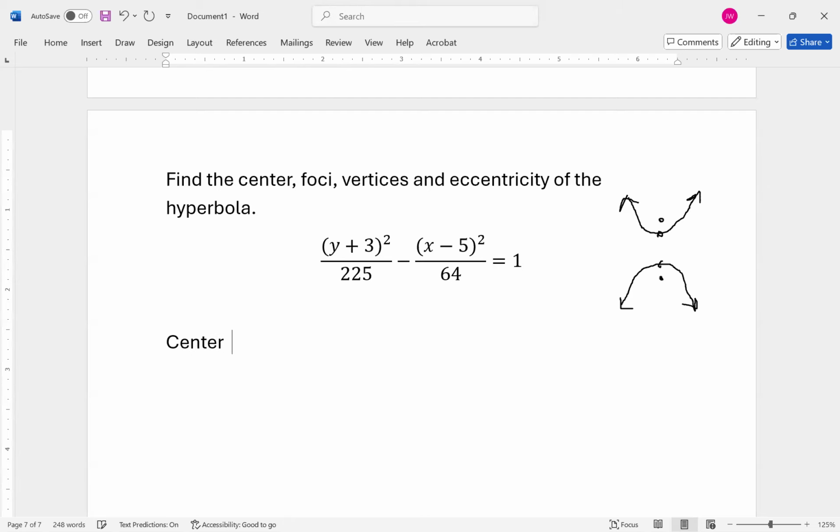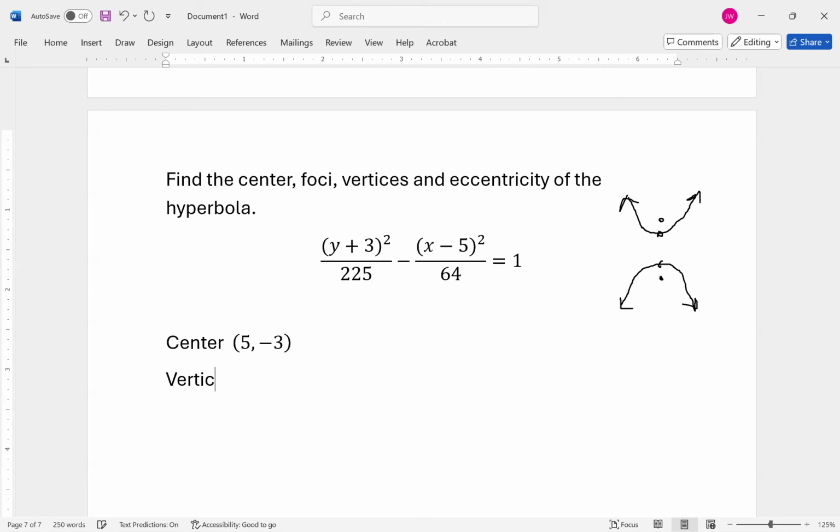Let's write down all the features that I can, or at least that were on the slide. We had the center. Well, the center is going to be at the point (5, -3). Be careful always when you do that. X minus 5, 5 is your h. Y plus 3 means -3 is your k.